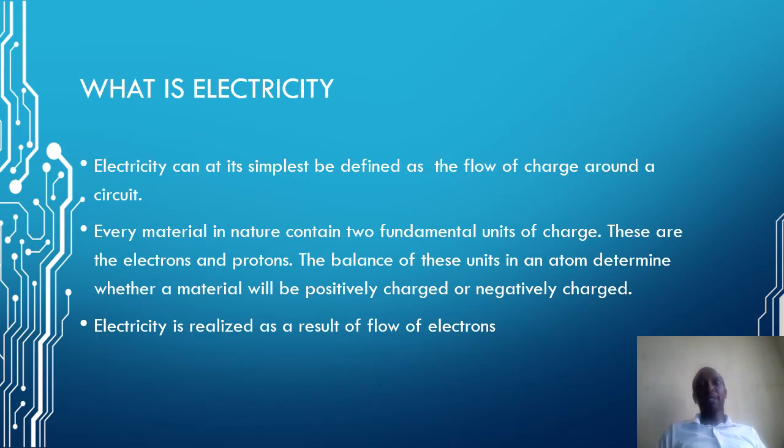Now, electricity can be defined in its simplest as, or can be realized as a result of flow of electrons. So electrons in motion essentially constitute what you call electricity. When you use those electrons that are moving in a circuit effectively to do some work, then we'll have effectively used this electricity to simplify our life.